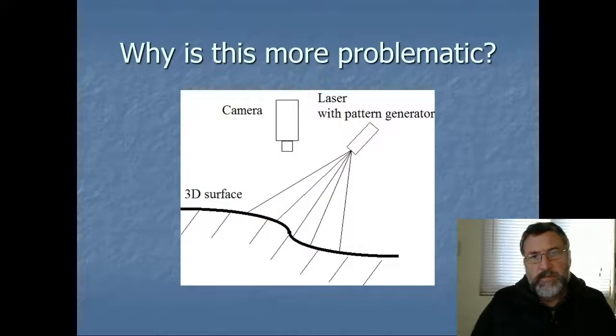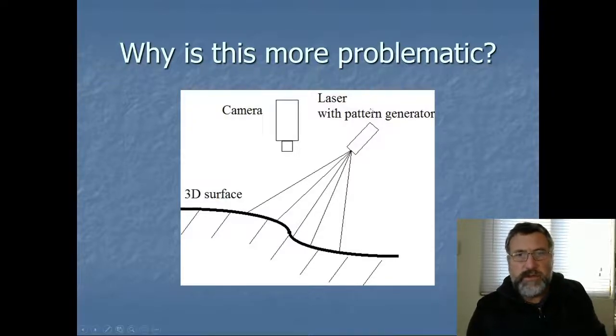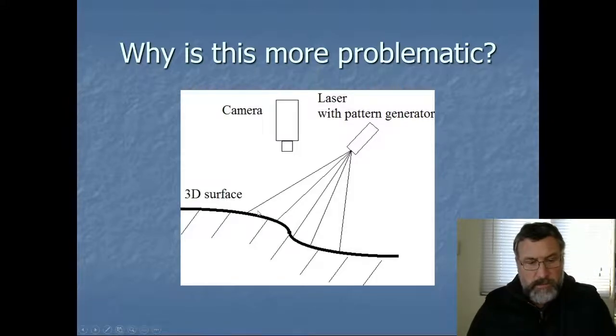So there we have an example of a schematic with a laser with a pattern generator shining these lines of light over, and then we have the camera. We're triangulating to work out basically the range of each of these points there in order to work out the shape of the surface in 3D.